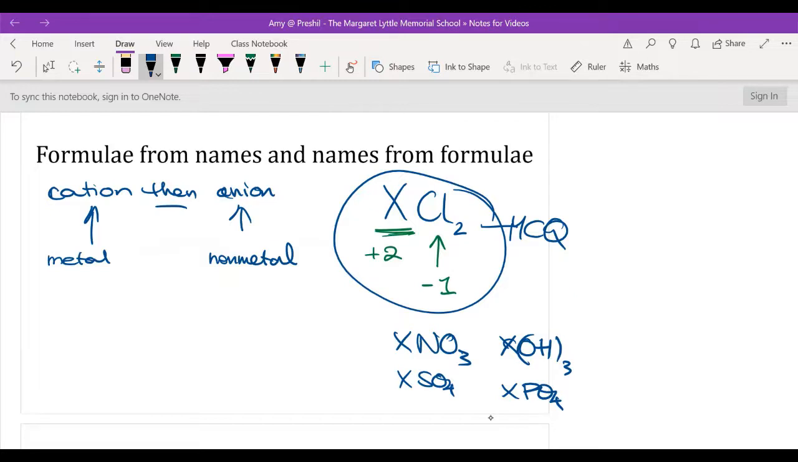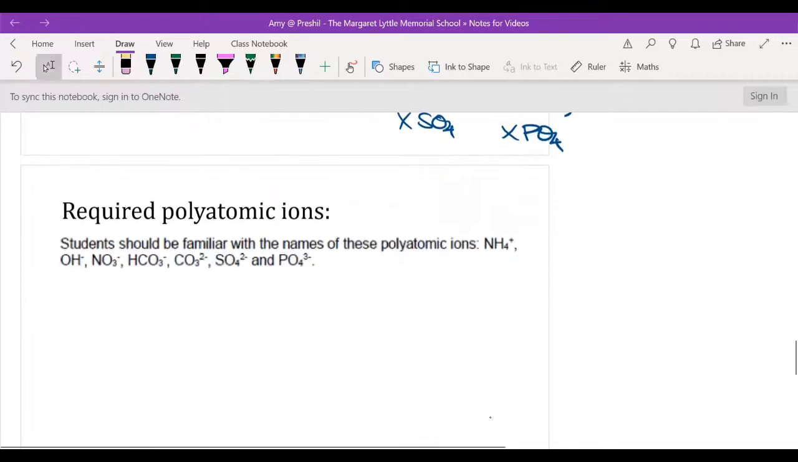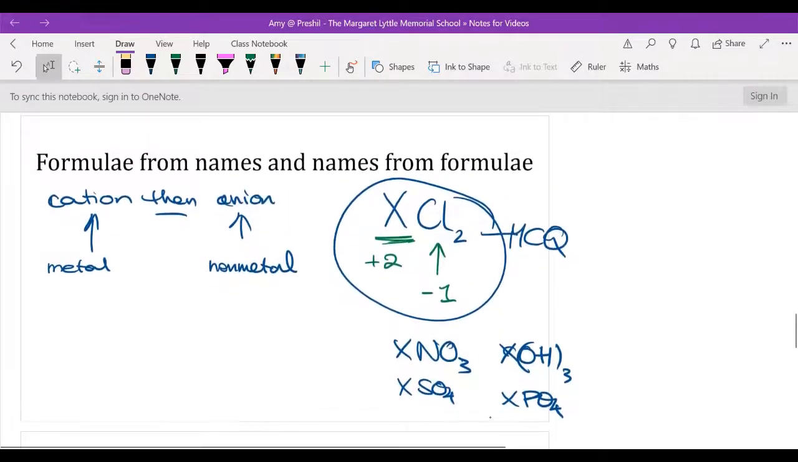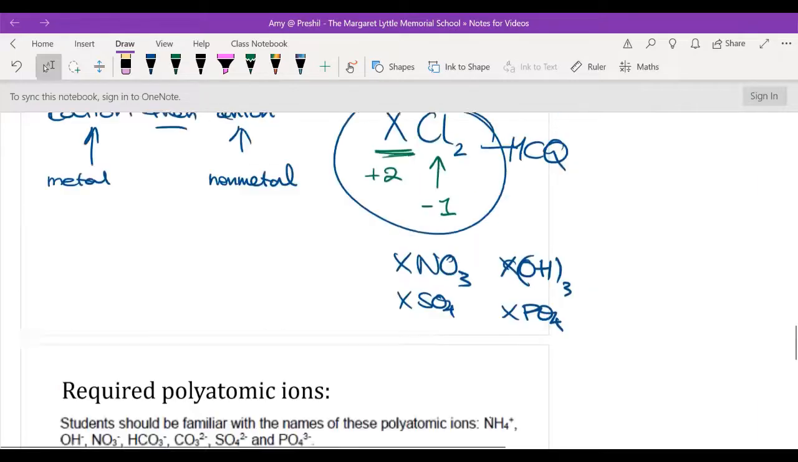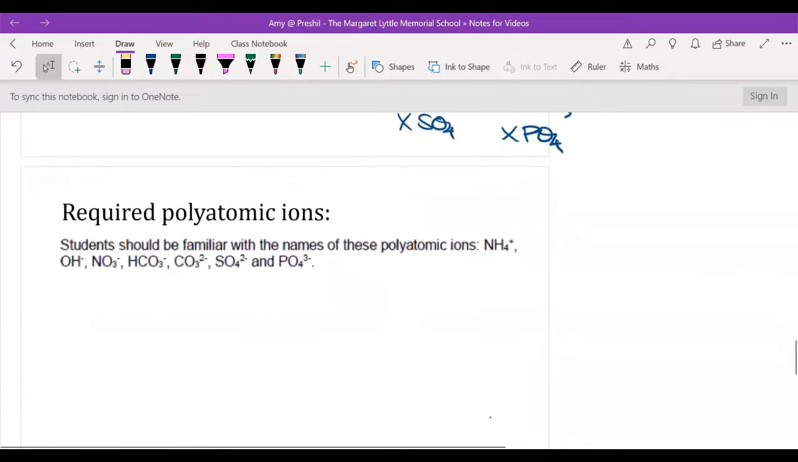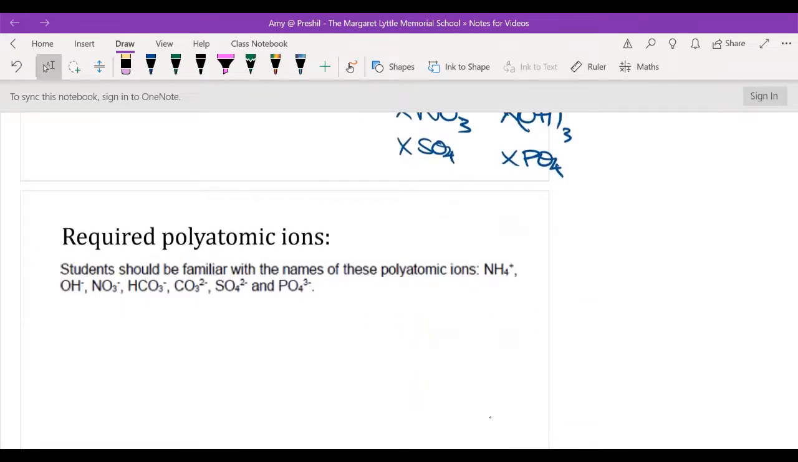Now, all of those ions I picked, ta-da, are the required polyatomic ions. You need to know the names of those, which I will write in just a minute. In order to work out the names of things, some of these are required. So let's talk these through.